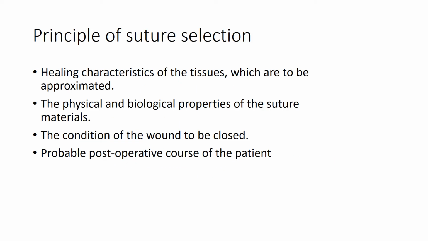So what are the principles that govern our suture selection? There are a few things that we are looking at. One is the healing characteristic of the tissues which are to be approximated. Second, the physical and biological properties of the suture materials. Third, the condition of the wound to be closed. And fourth, the probable post-operative course of the patient.